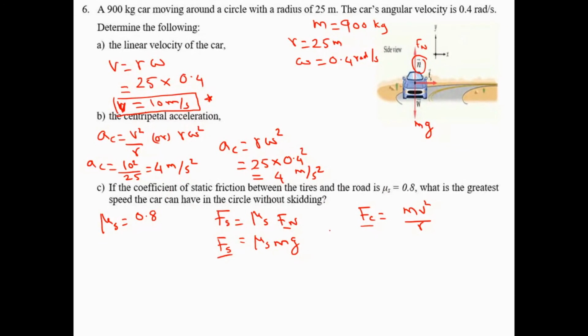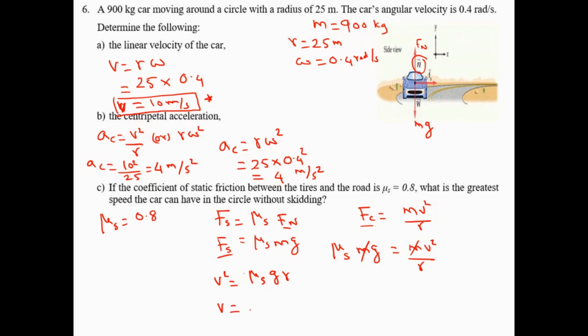So what will be our new equation? Left hand side of the equation is mu s mg, and the right hand side is m v square over r. By using this equation, we are going to find the greatest speed. Before that, I can cancel the mass with mass, and rearrange this equation in terms of v square. So r will come to the left hand side of the numerator, and v square equals static coefficient multiplied by gravity multiplied by radius.